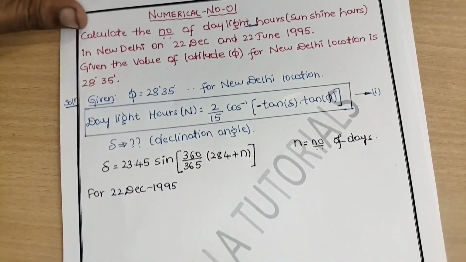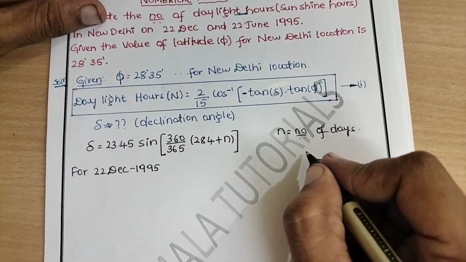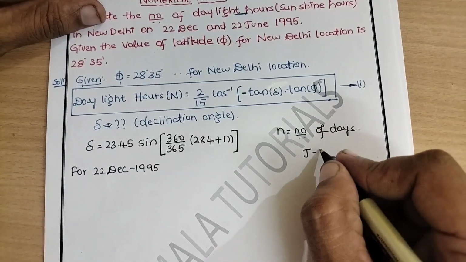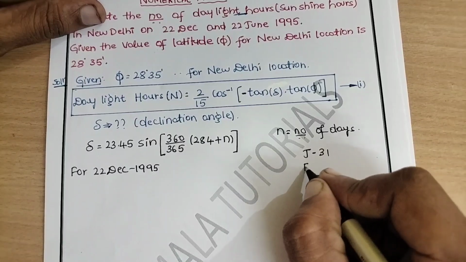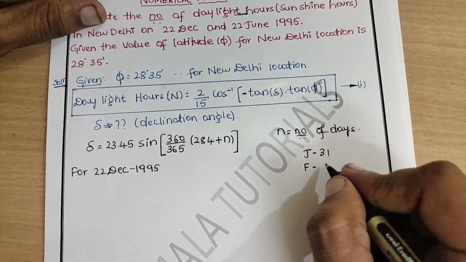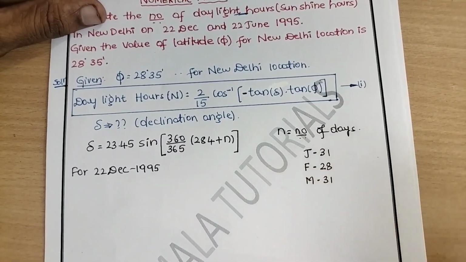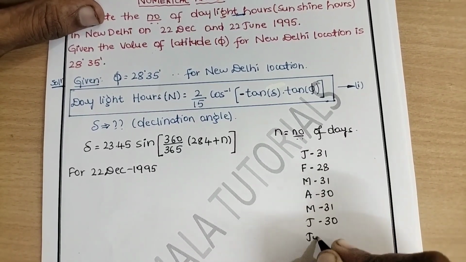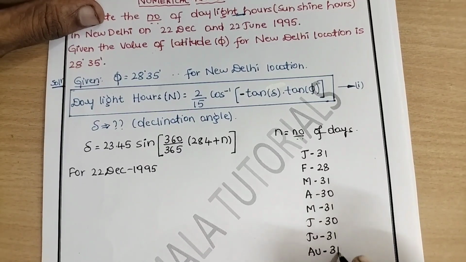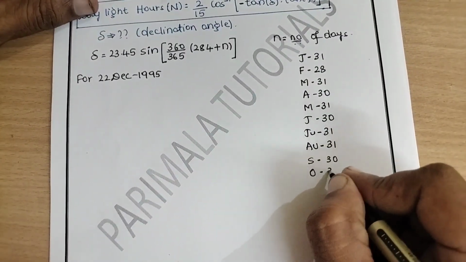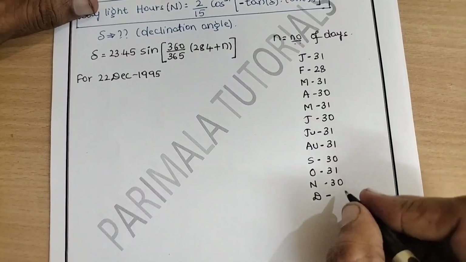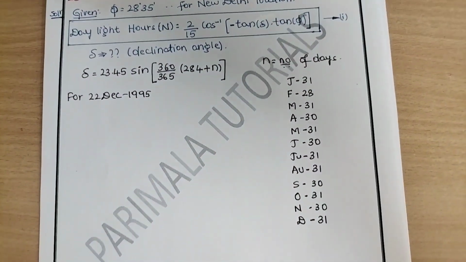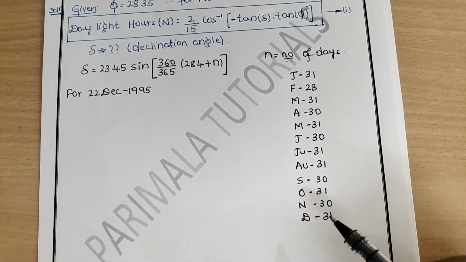1995. So separately towards the side of the paper, I will just mention it as number of days in January. Yes, we can use the short form. For January, we are having 31 days. Similarly, I will write for all the months. So this is the number of days in every month. Starts from January and ends to December.